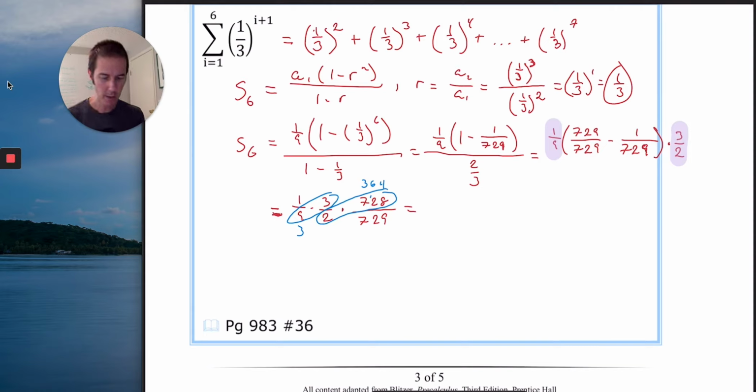Can we reduce anything else? I don't think so, because 364 is an even number. 729 is made of all 3's. You could try to do the long division. You could try to knock out a 3 from the numerator and denominator, but you'll notice 3 is divisible by 3, 6 is divisible by 3, but 4, you're going to have a remainder of 1, so that's not going to work.